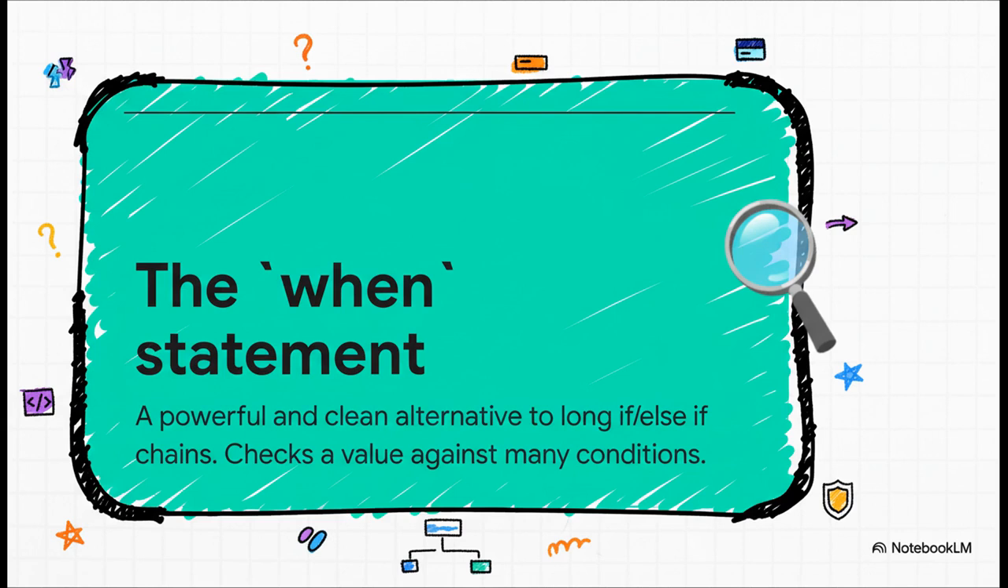Now, if-else is perfect for a simple yes-no choice. But what if you have like 5 or 10 different options? Chaining a bunch of if-else statements together gets really ugly really fast. That's why Kotlin has something way better, the when statement. It's basically a superpowered if. You can just give it a value and then list out all the possible cases and what to do for each one. It's so much cleaner and easier to read.